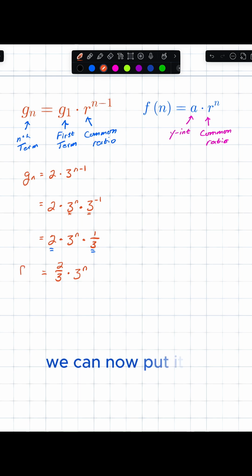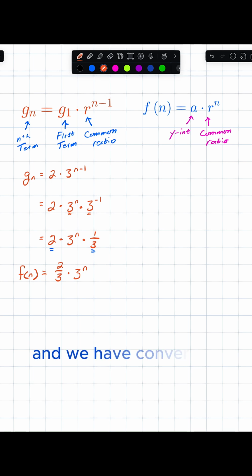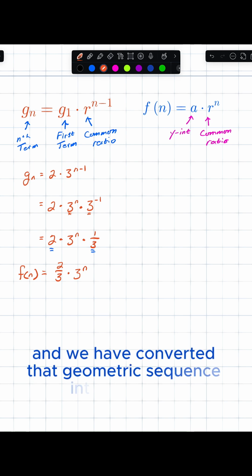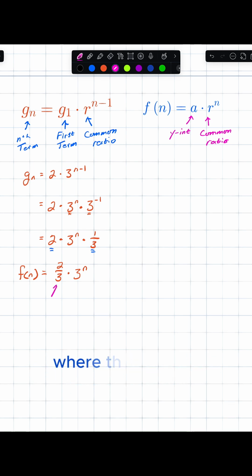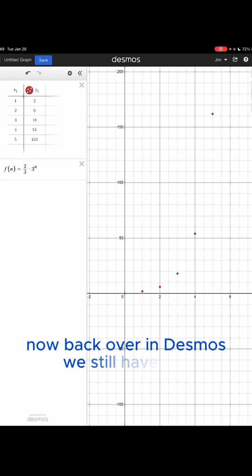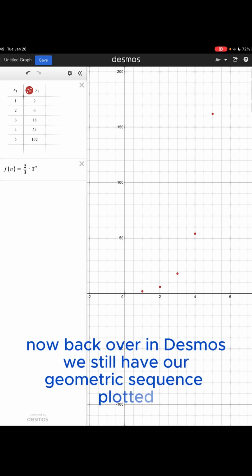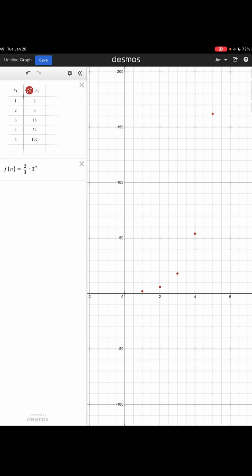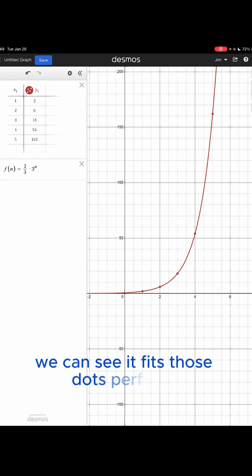We can now put it in function notation, and we have converted that geometric sequence into a function where this is our y-intercept and 3 is our common ratio. And that's really all there is to it. Now, back over in Desmos, we still have our geometric sequence plotted, that series of dots. But if we plot our new function, we can see it fits those dots perfectly.